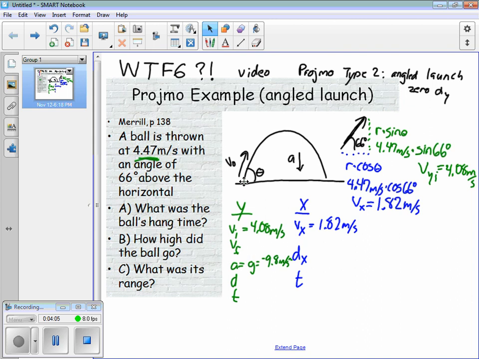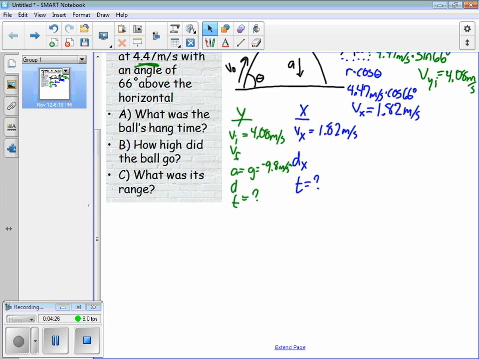Cool. And I am trying to figure out what the hang time is. So I'm looking for that, or you could say I'm looking for it on the x-axis. But I really don't have enough information for the x-axis. You say, oh, but sir, you don't have enough information on the y-axis to do it either. Oh, but wait, I definitely do. In fact, I have three different ways I could do it.